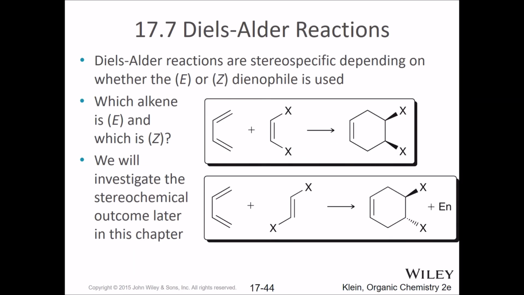Okay, so there's a couple other things we need to consider about the Diels-Alder reactions, and then we'll be done. Actually, they're sizable enough that it will be a day's work. Diels-Alder reactions are stereospecific, depending on whether the E or Z dienophile is used. Is this E or Z? Pause the video if you don't know. You'd be better off if you stopped and looked it up.